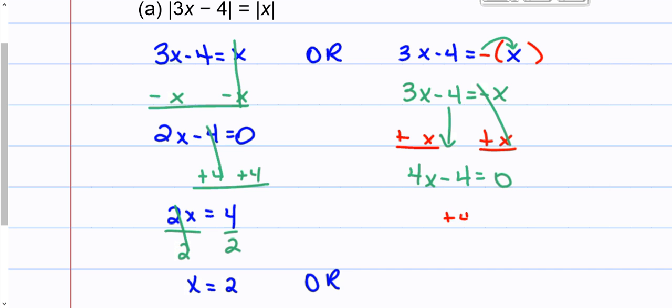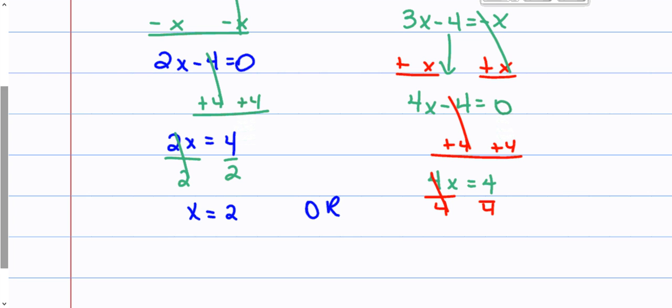Add 4 to both sides. The 4's cancel. And we have 4x equals 4. Now you can divide both sides by 4. The 4's cancel. And x equals 1. Because of this being off and me being particular, I'm going to rewrite this and put x equals 2 or x equals 1.